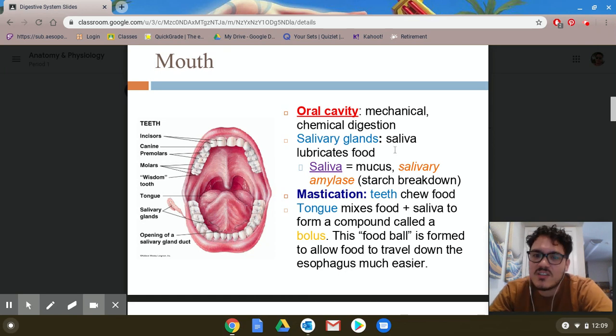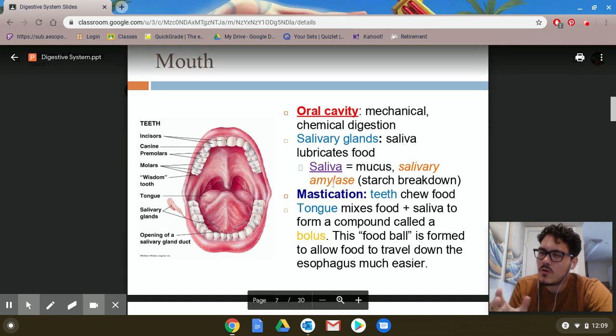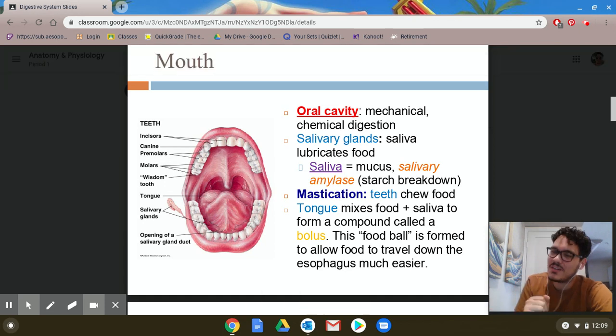Their job is to secrete saliva. Saliva, as we know, helps to lubricate the food and make it easier to travel down the throat, but it is also essential for the breakdown of what we call amylose. Amylose, if you remember our suffixes way back in macromolecules, anything ending in -ose was a sugar. Glucose, for instance, right? Amylose is just another type of sugar.